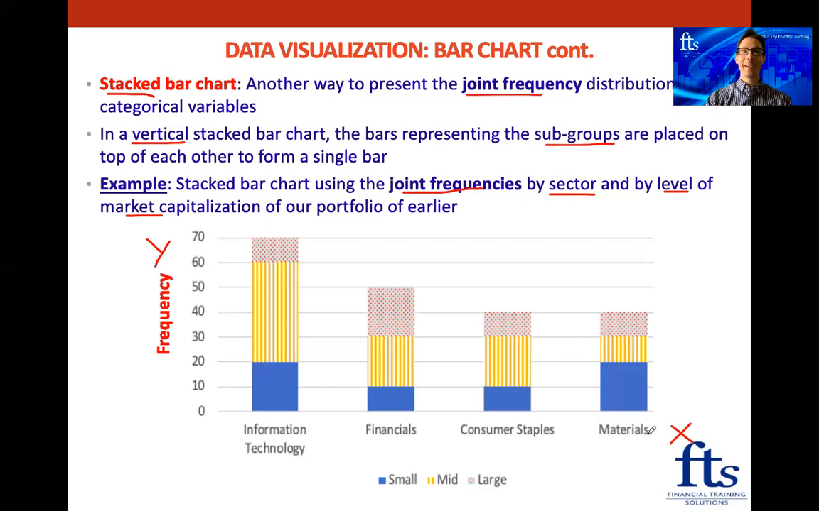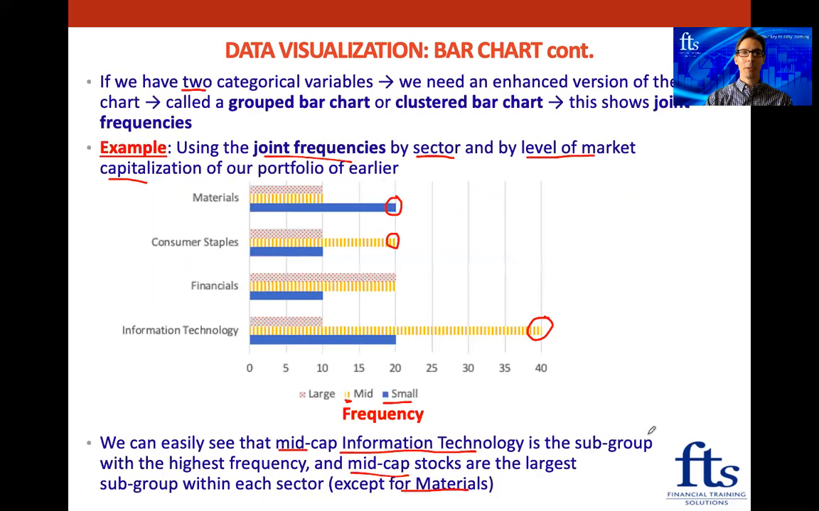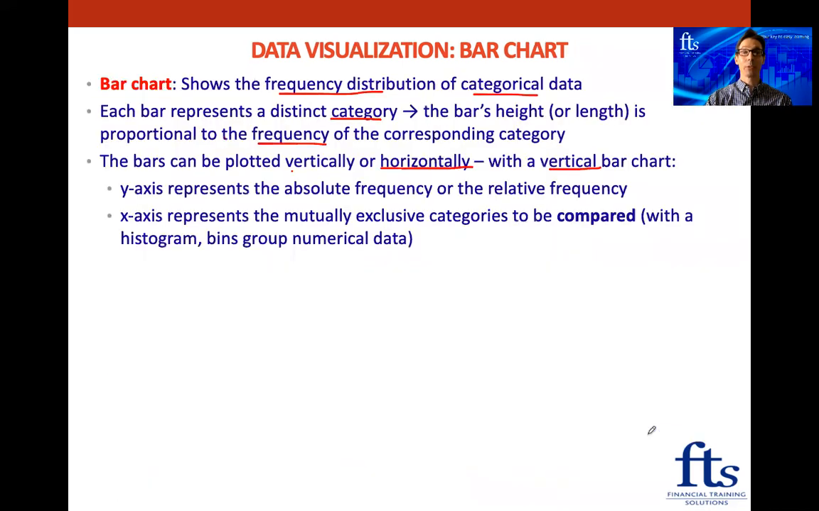Now, if we go back to an earlier slide from when we started this class, it's going to make perfect sense about the vertical. So here, for the vertical bar chart, like we just saw, the y-axis is showing us the absolute frequency, in this case. And then the x-axis represents those mutually exclusive categories. So our categories were the IT stocks, financial stocks, etc. So then we compared. So that is our bar chart.